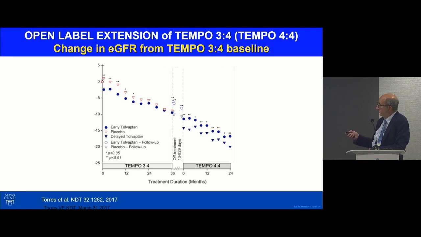And when the tolvaptan administration was restarted, the difference in GFR that was gained by the end of TEMPO 3-4 was maintained during 2 additional years in TEMPO 4-4, indicating that the effect of tolvaptan on the decline of kidney function was sustained.